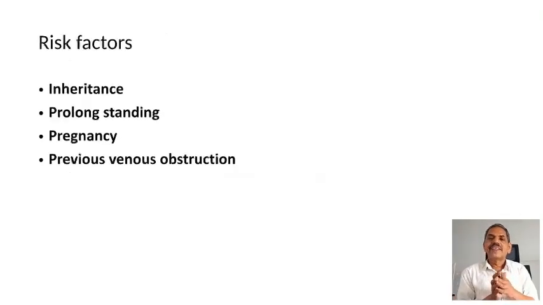The risk factors for developing varicose veins are inheritance, because it is known to run in families, prolonged standing, as in the case of police and other service personnel, pregnancy, previous venous obstruction, and other risk factors.